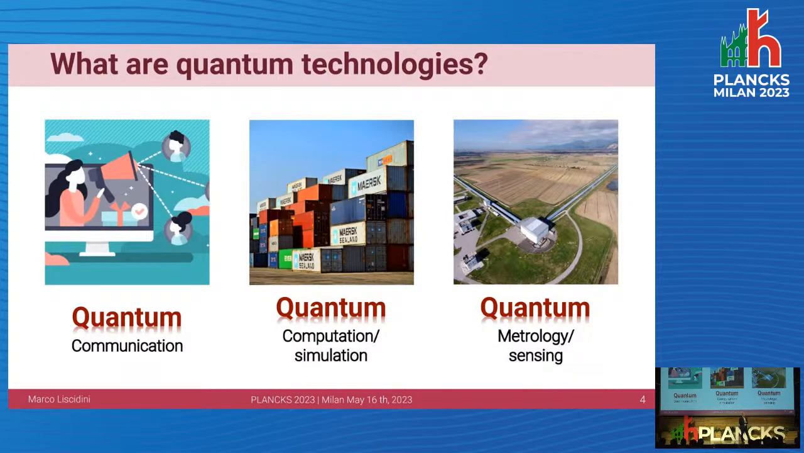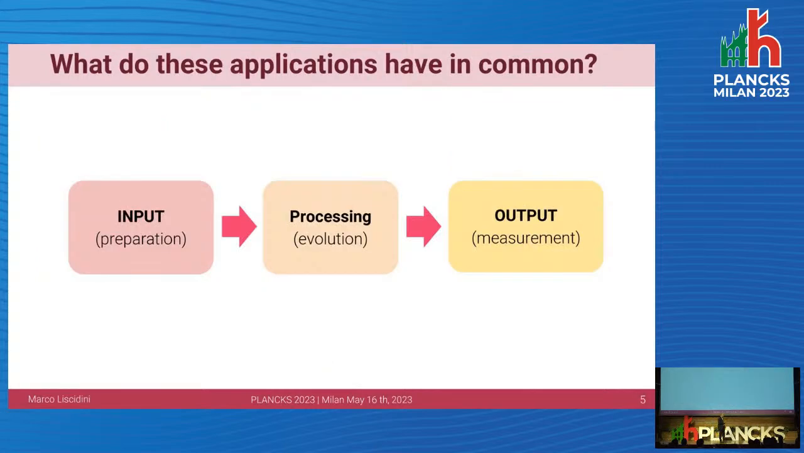All these kinds of problems now help to define a new class of problems related to quantum communication, quantum simulation and computation, and quantum metrology. There are thousands of scientists nowadays active in these areas. These applications are very different. One thing is measuring gravitational waves. Another thing is communicating. Nevertheless, they all have something in common.